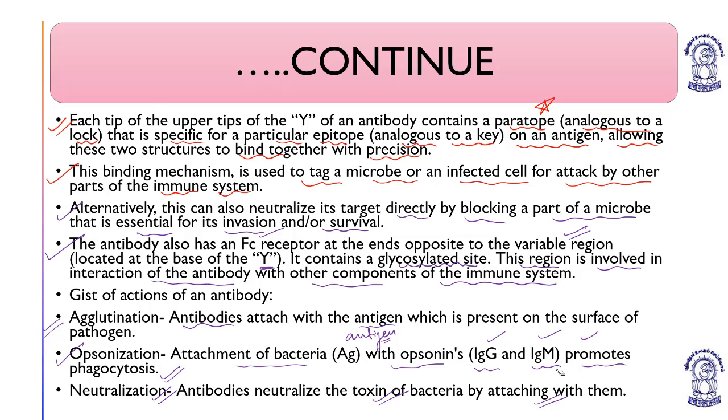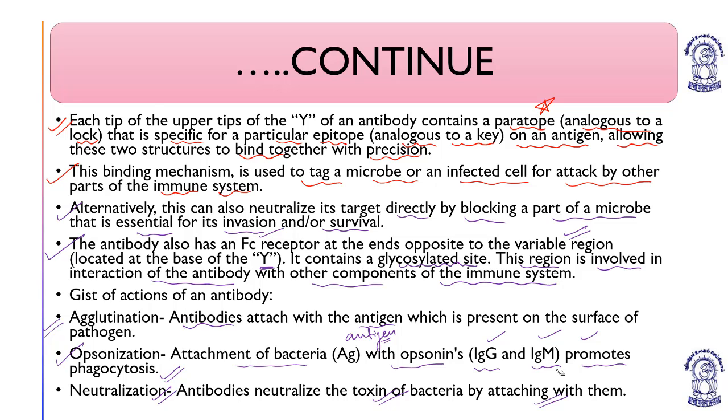These are the main three actions of the antibody immunoglobulins. First is agglutination, which means the binding of antigen with antibody. Then the second is opsonization, the attachment of bacteria or the antigen with opsonins like IgG and IgM, which helps to identify. And the third is neutralization.